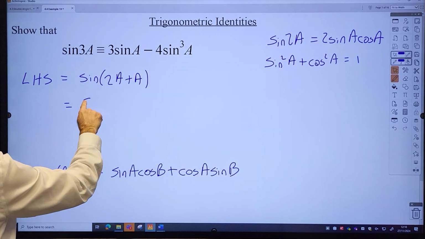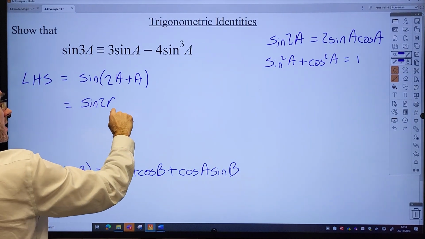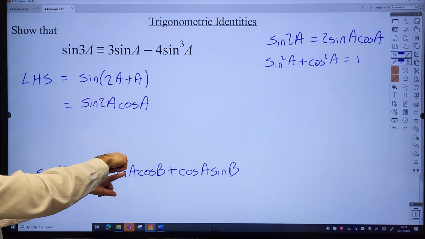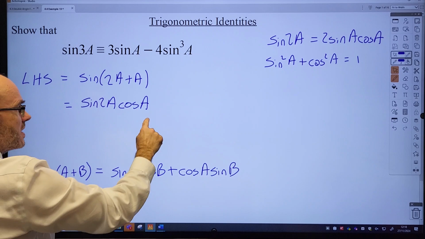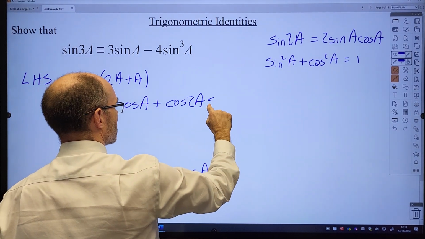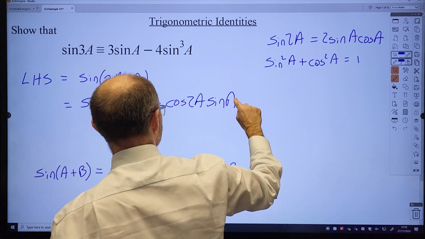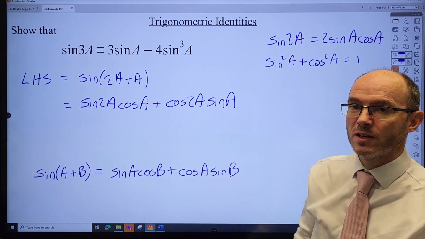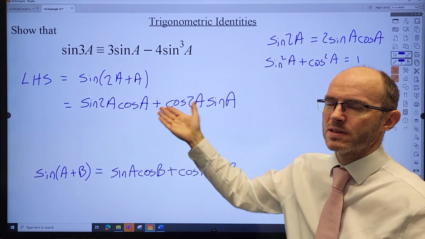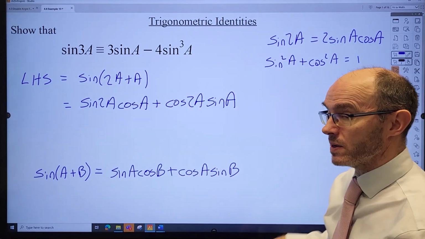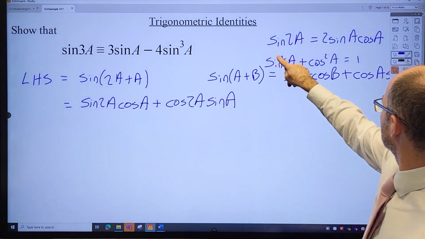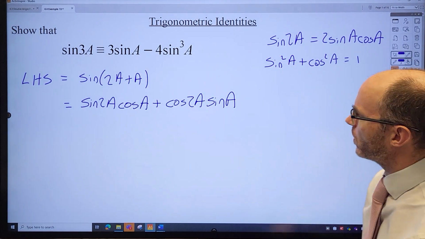So that's going to be sin 2A cos A. You see how it works there? Just replacing the A with 2A and the B with A. And that's going to be plus, and then it's the other way around, cosine 2A sin A. When I say the other way around, I mean sin cos, cos sin, but then cosine 2A, sin A. So that's the first step. Okay, happy with that? So I'm just going to get rid of this now because I don't actually need it. I've not got room there, so I'm just going to put it away for the time being.